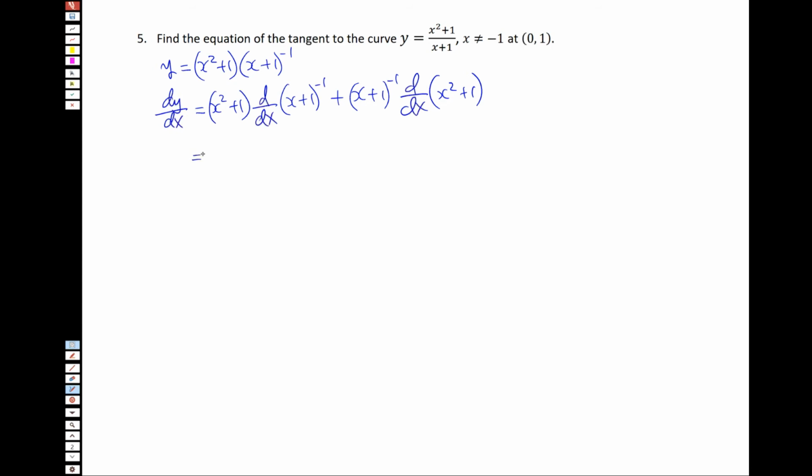And this will be equal to x squared plus 1 multiplied by, again here, apply chain rule, negative 1 x plus 1 to the power negative 2 multiplied by 1, because the derivative of the inside is just 1, plus x plus 1 to the power negative 1 multiplied by the derivative of the inside here, which will just be 2x. And then you simplify the resulting expression. What we can do is just simplify that part.